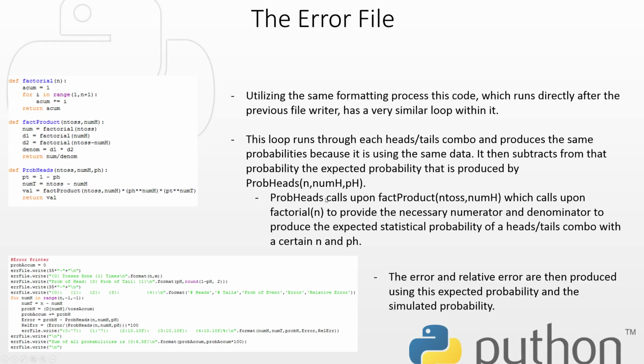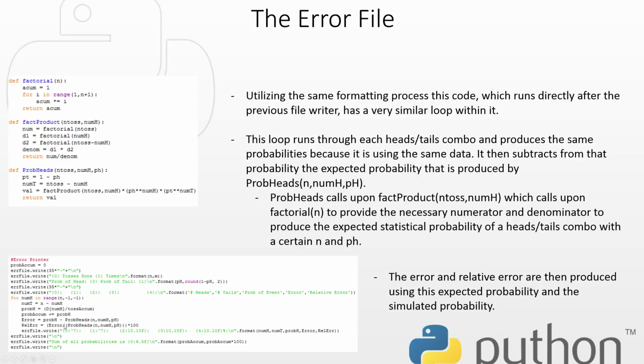Next we have the error file, which is just below that file, and it works very similarly. Same sort of setup, rounding and all that, probability accumulator. Has some extra values, as you can see, error and relative error. So it goes through a loop again for each combination of heads and tails. It takes the probability of heads, same thing, and also the probability accumulator.